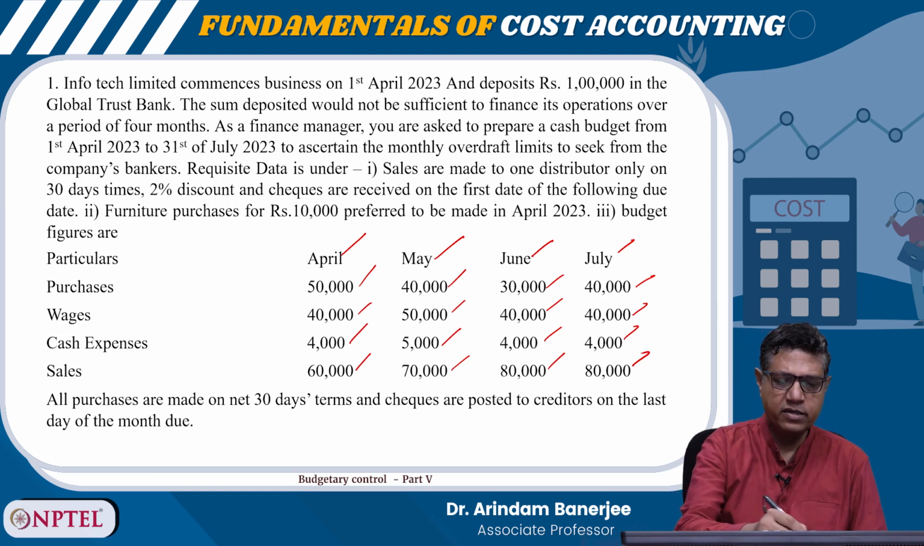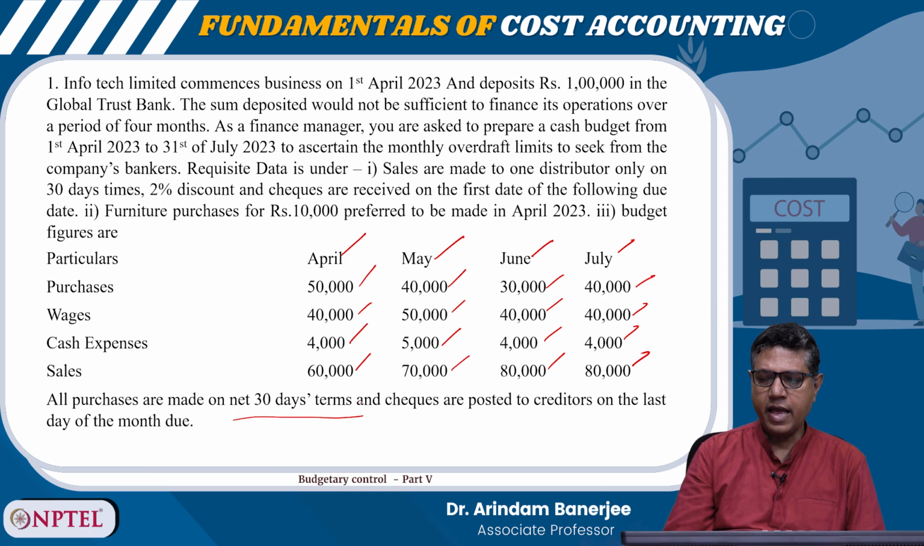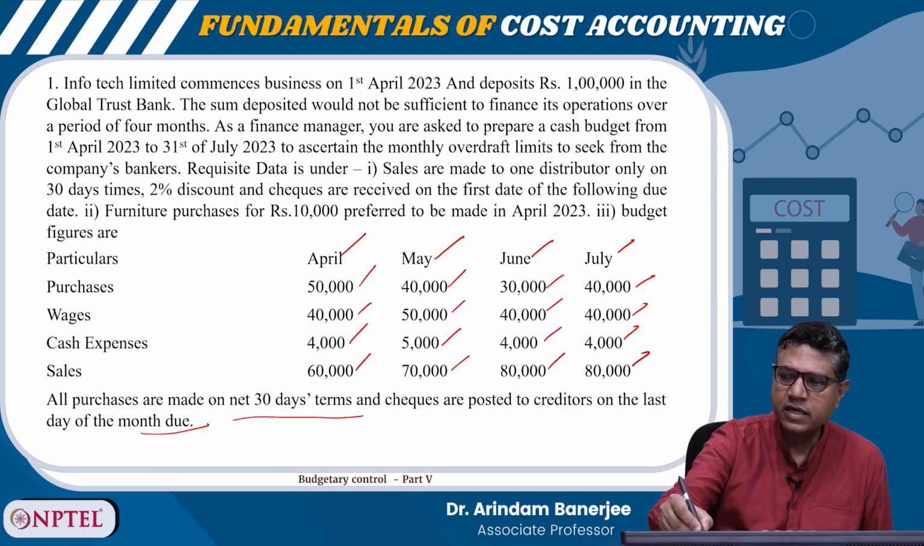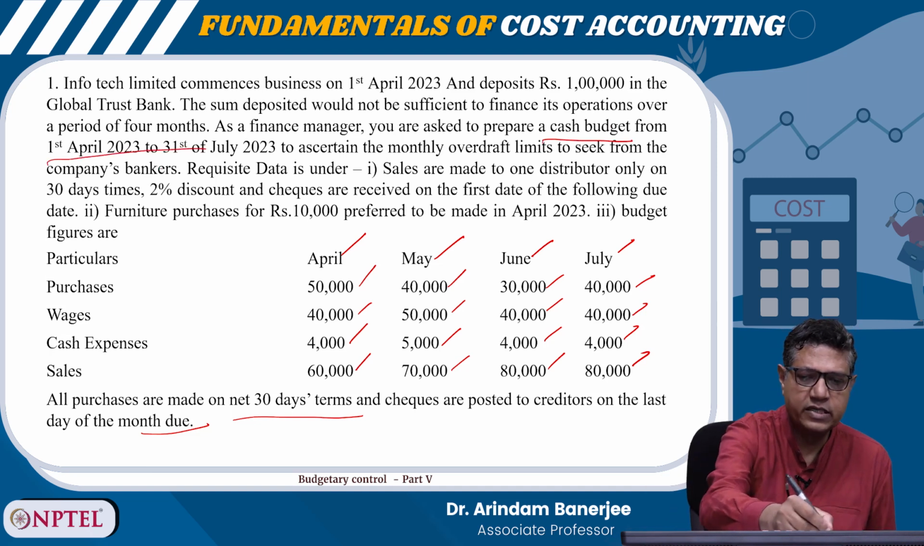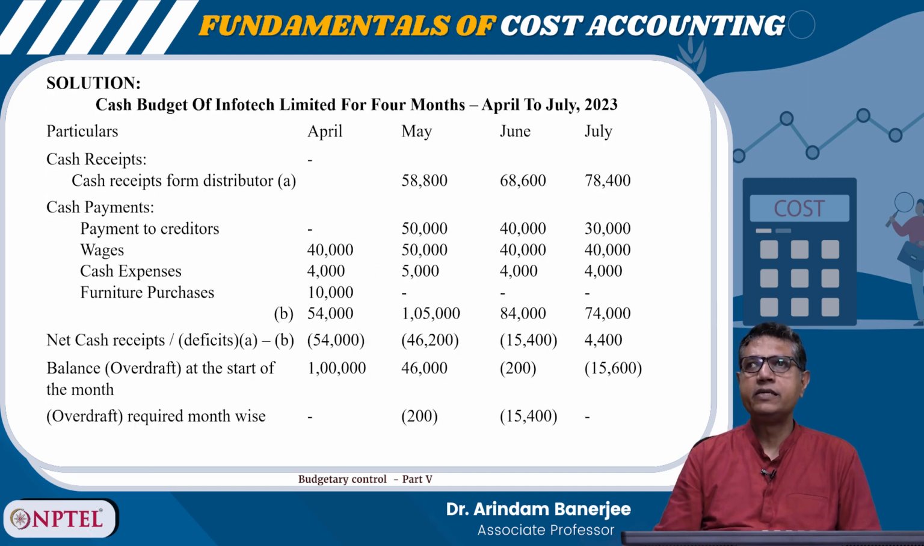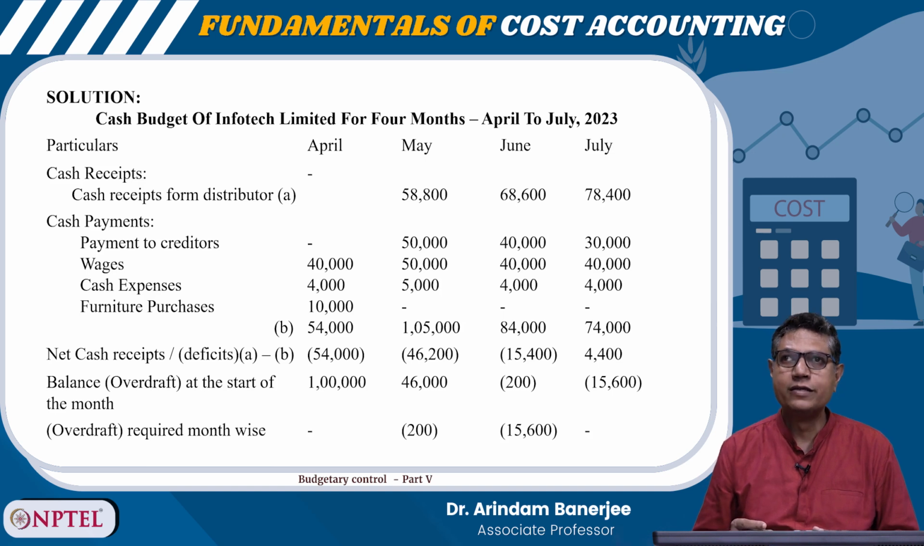All purchases are made on net 30 days terms and checks are posted to creditors on the last day of the month due. So, we will prepare the cash budget for April, May, June and July. So, this is what they asked us to do: a cash budget from 1st April 23 to 31st of July 23. So, in the cash budget for April, May, June, July, first the cash receipts from distributors. Okay, let's look at the solution now.